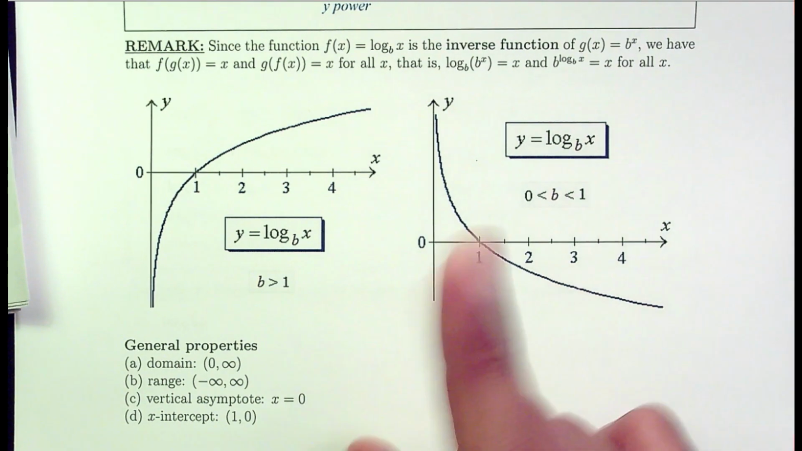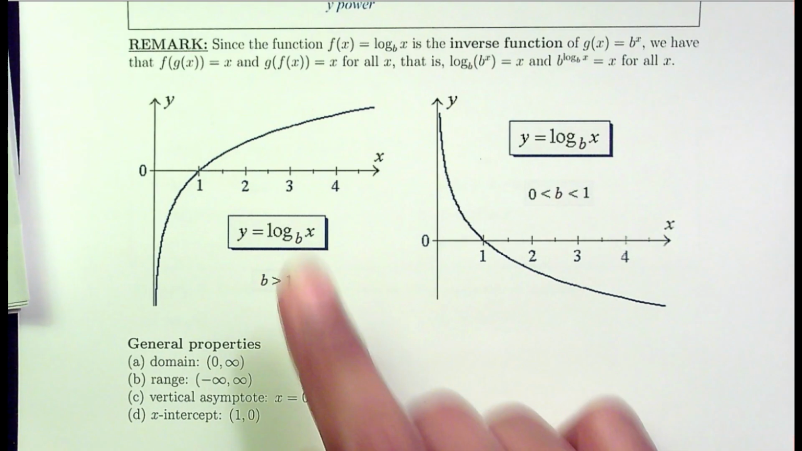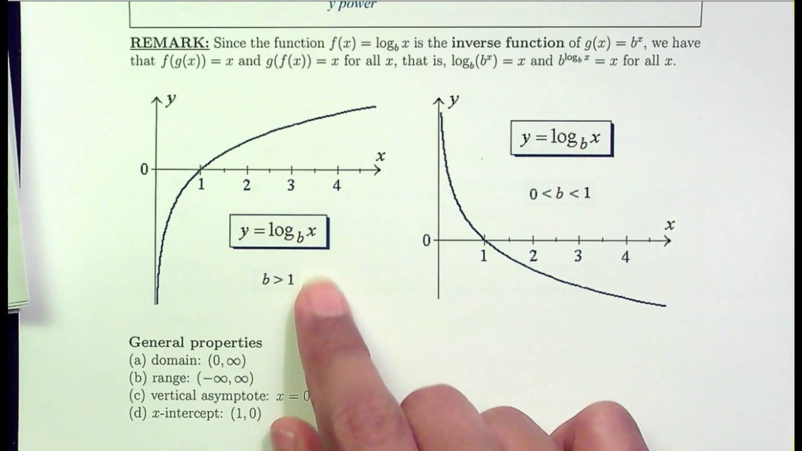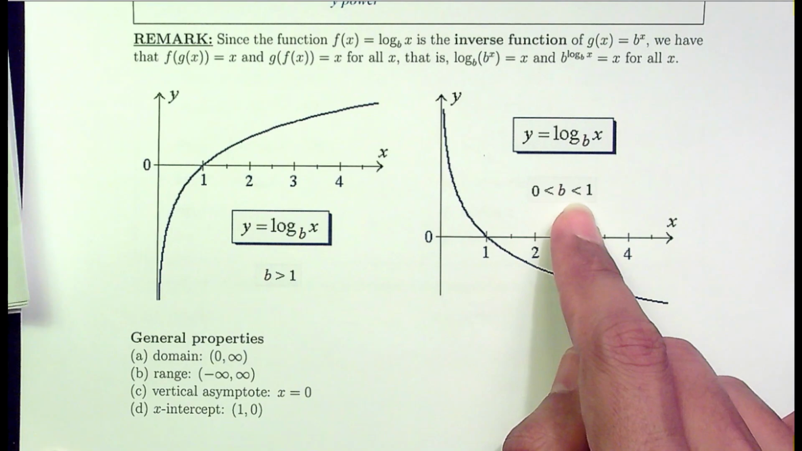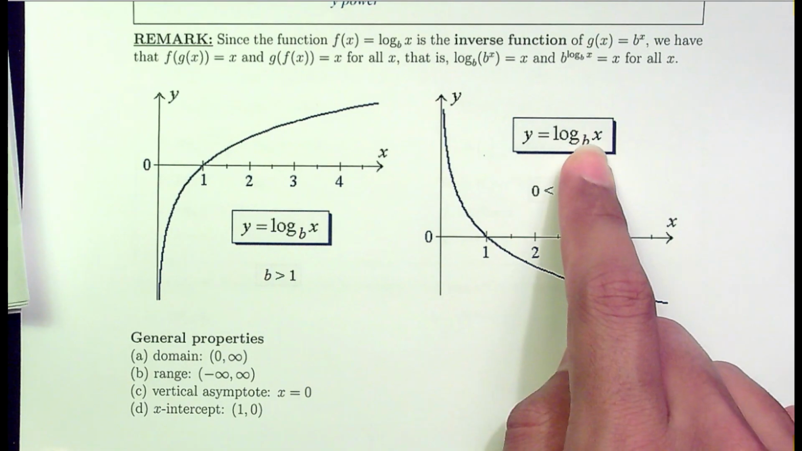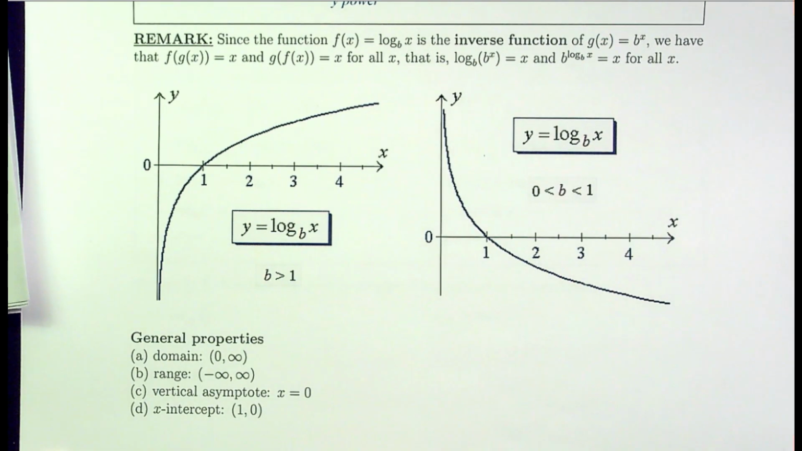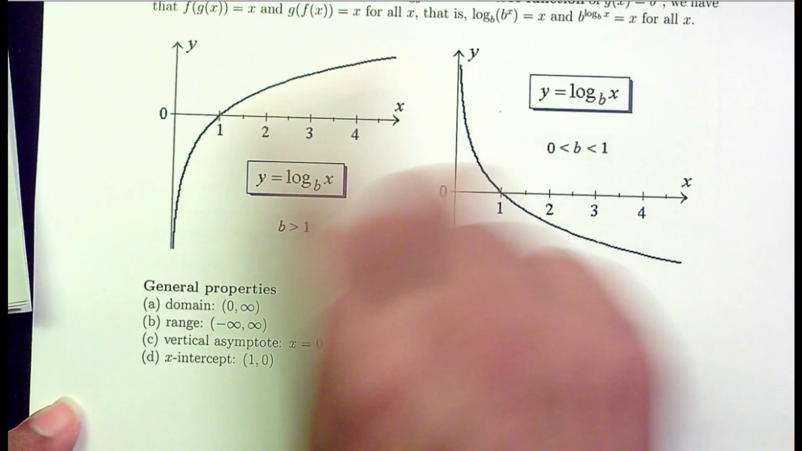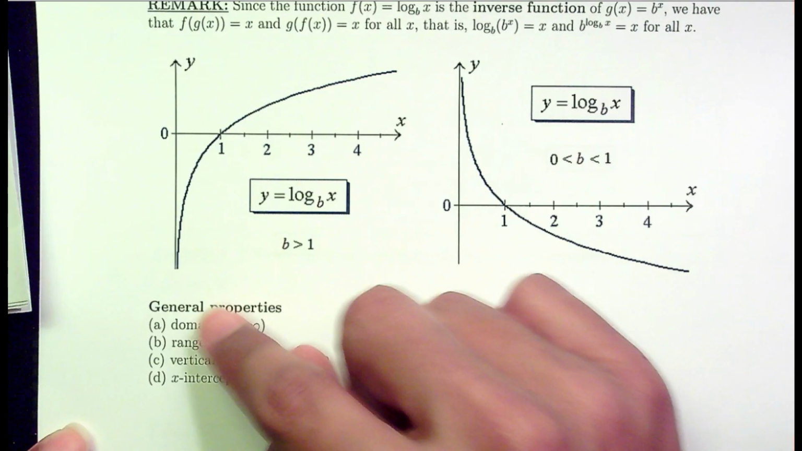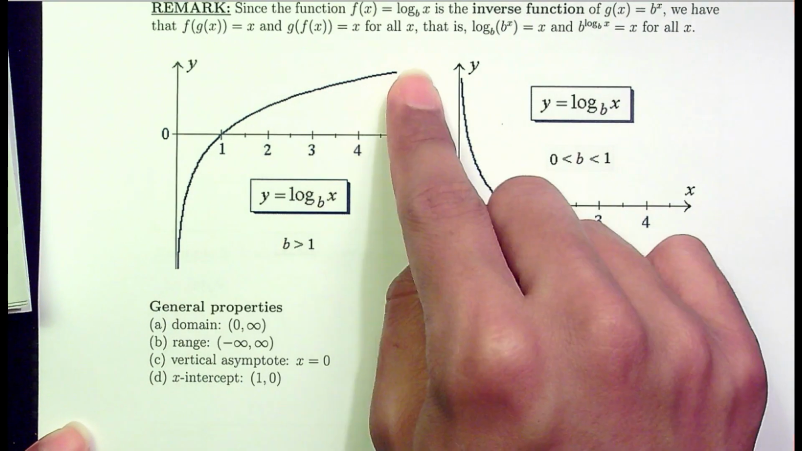Okay, most of the time though, I will say that when we deal with logarithms, usually the b is bigger than 1. Dealing with logarithms where the base is between 0 and 1 is not very common. It's usually b bigger than 1. So normally then, when you think of logarithms, you're going to be thinking of this graph.